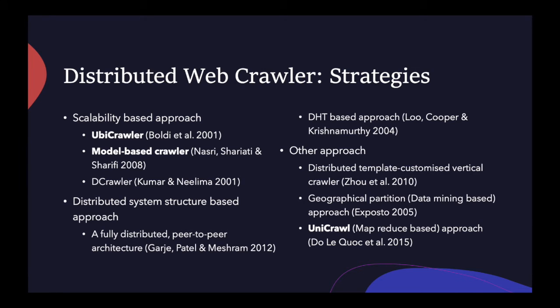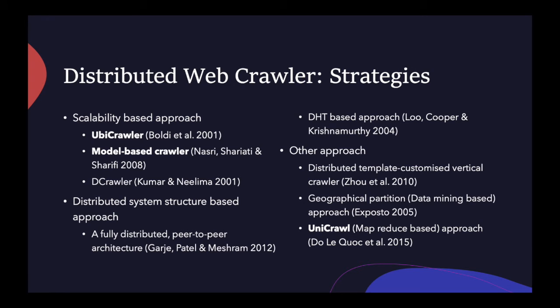UbiCrawler is a scalable distributed web crawler. Its features include platform independence, linear scalability, and graceful degradation in case of failure. It uses an effective, consistent hash-based assignment function to partition the domain for crawling according to the host components across crawling machines.